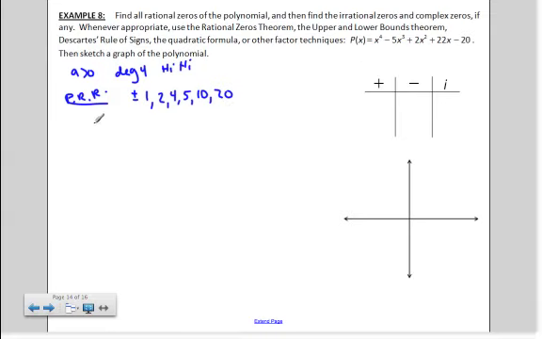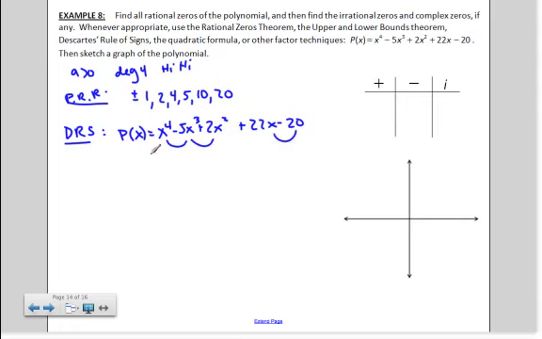And next, we're going to use Descartes' rule of signs. So looking at P of x equals x to the fourth minus 5x cubed plus 2x squared plus 22x minus 20, let's look for sign changes. I see 1, 2, 3. So we're going to write underneath there 3 or 1 positive roots. We're not going to fill in the chart yet because we have to see what happens. And let's put a box around it.